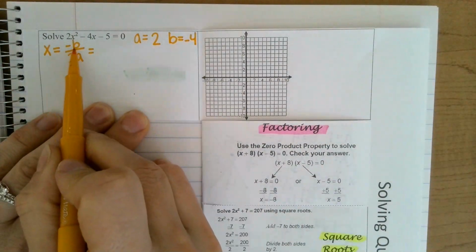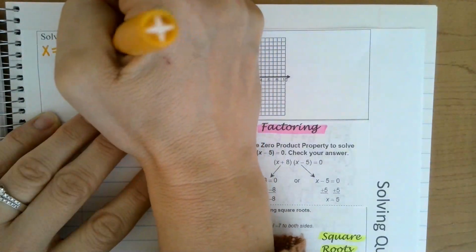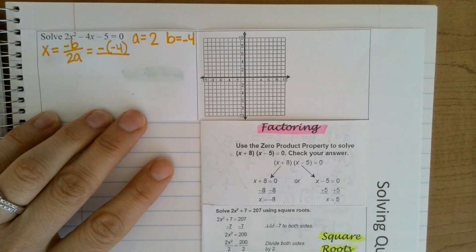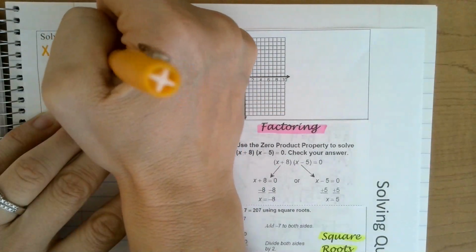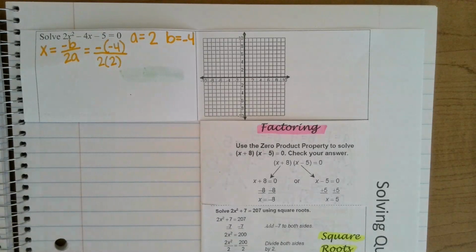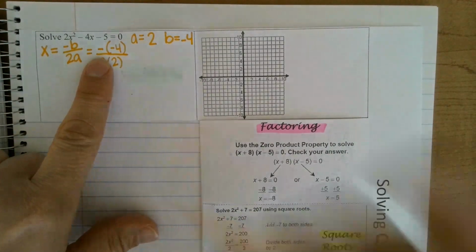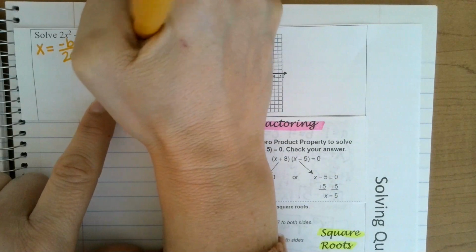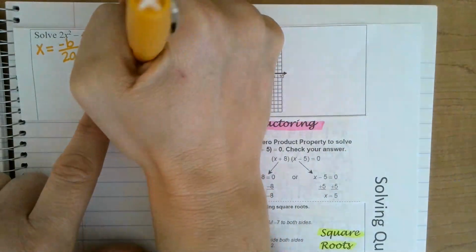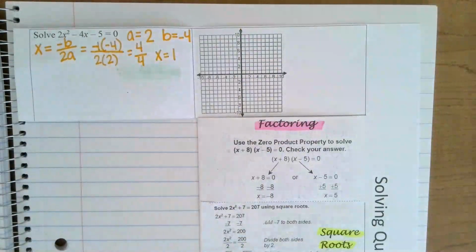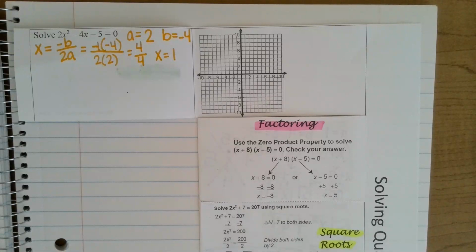If it's -b, we have to put that negative and then parentheses, and then we're going to substitute the -4 for b. And then 2 times a, so 2 times 2, since a equals 2. Then solve the numerator. If it's negative, remember it's like a -1 on the outside, so what's -1 times -4? +4, and 2 times 2. And what is 4 divided by 4? 1. So x equals 1. So that would be your axis of symmetry, and it's the x value of our vertex.